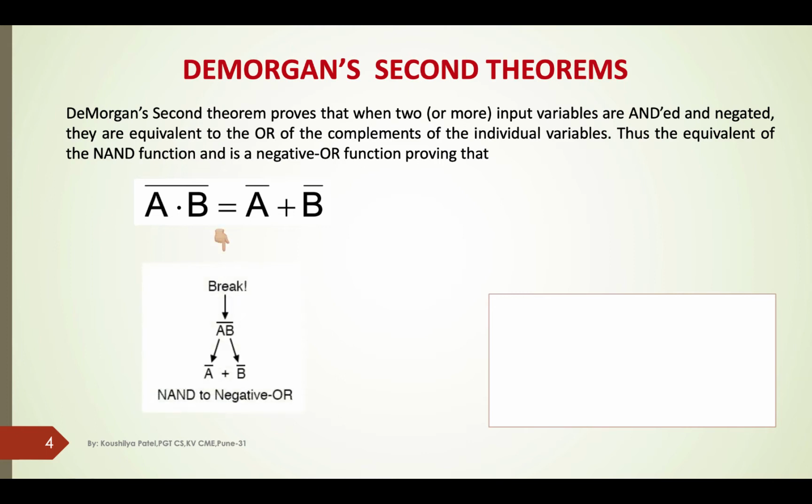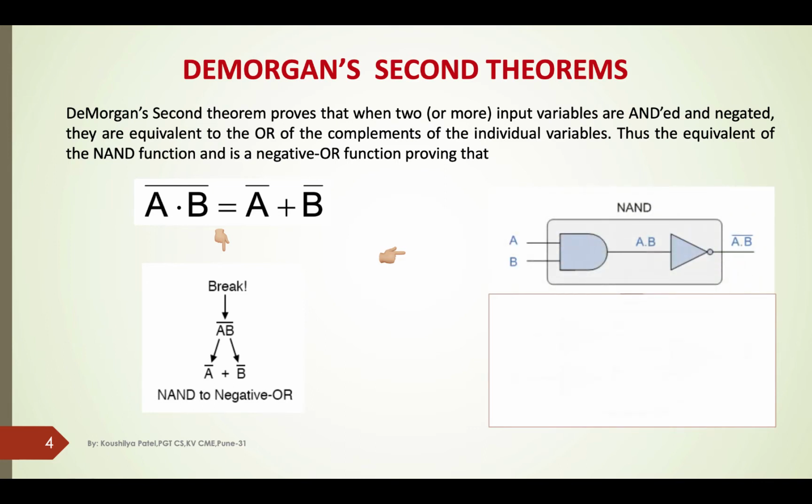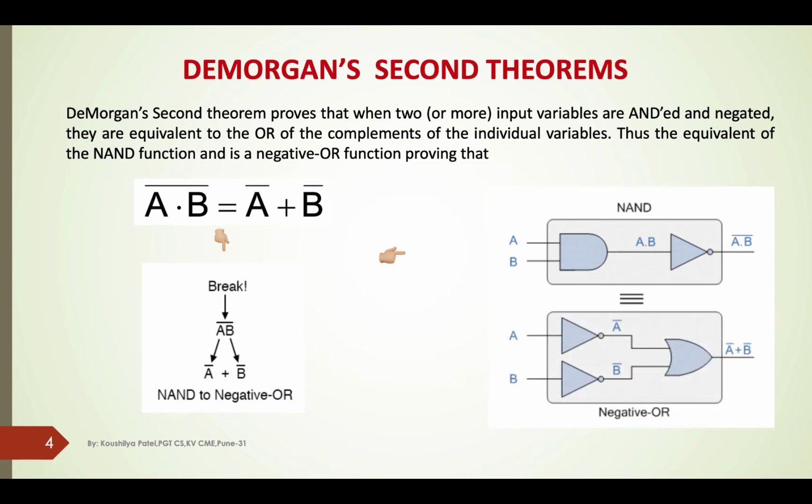This we can break like (A into B) whole complement equals A complement plus B complement, meaning NAND to negative OR gate. With the help of a circuit diagram, we can see a NAND gate can be designed with an AND gate and negating it, so that we get (A into B) whole complement, and this is also equivalent to using a negative OR gate.